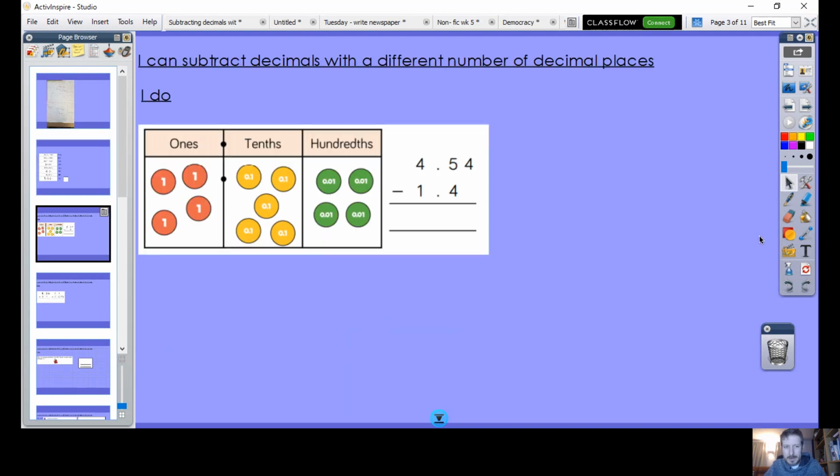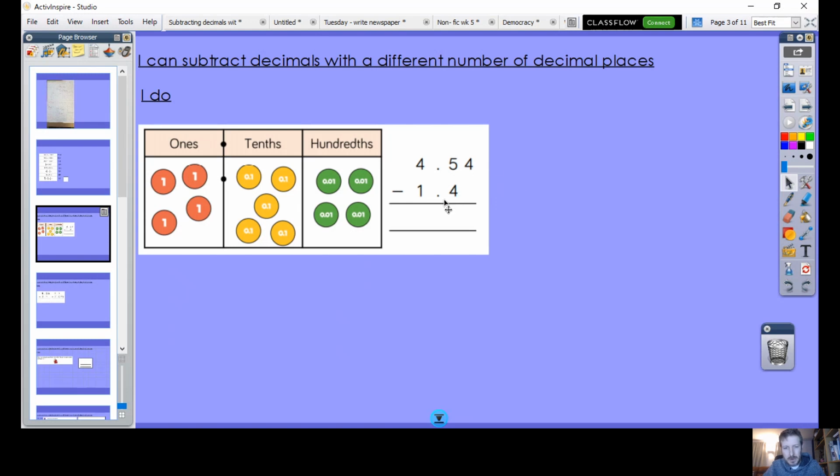All right, what are we learning today? So today we are subtracting decimals with a different number of decimal places. So what we mean is that the numbers we're subtracting, some might have 1 decimal place, some might have 2, but they're not necessarily going to have the same number of decimal places, i.e. they're not going to have the same number of digits after the decimal point.